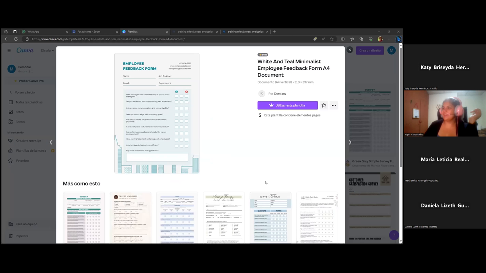Are you from a computer, María Leticia? Yes, teacher. Okay, good. Okay. I put several templates there. You can select one. Okay. And you are going to modify.